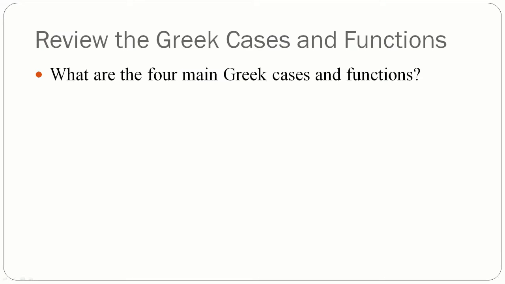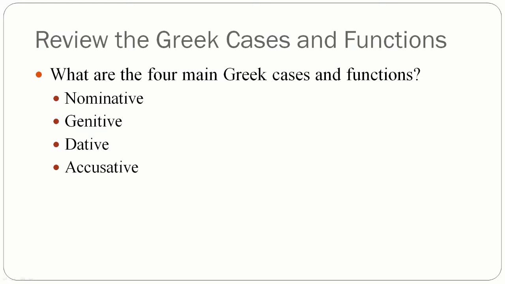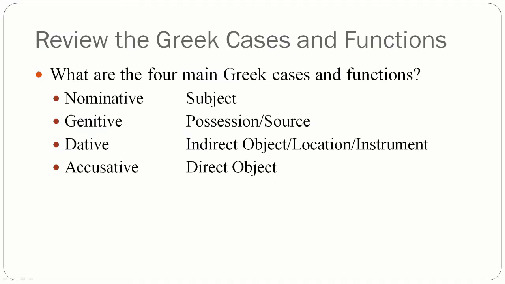So first thing this week, hopefully you have gotten acquainted with the Greek cases and functions, and you can answer some of these questions. What are the four main Greek cases and their functions? Of course, there are the names of the Greek cases: nominative, genitive, dative, and accusative. And then how are they used in a sentence? You've gotten some simple sentences by now. Hopefully you've been able to look at the exercises for chapter 4, and you've been able to look at how these work and what Greek sentences look like. Again, they're very different from English sentences, so keep on working on this.